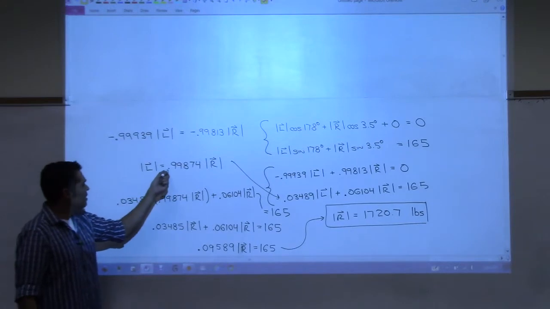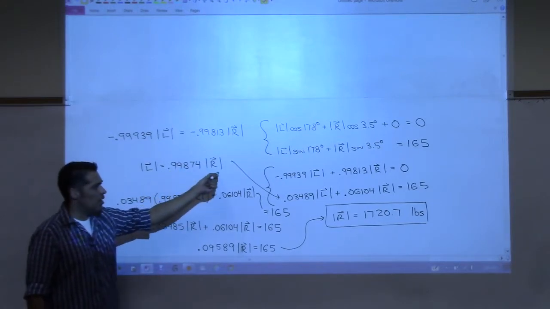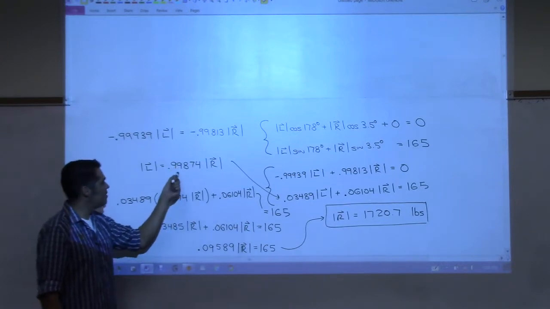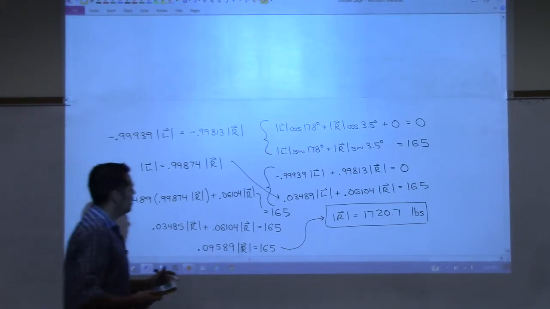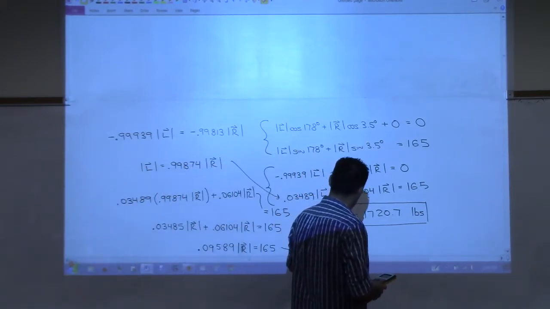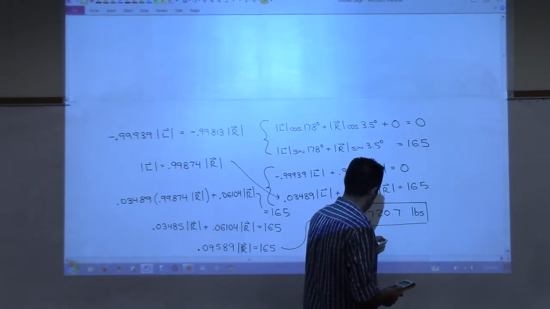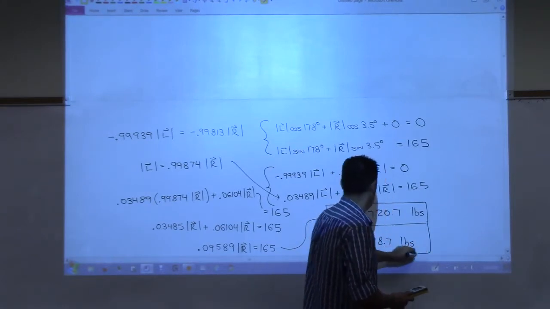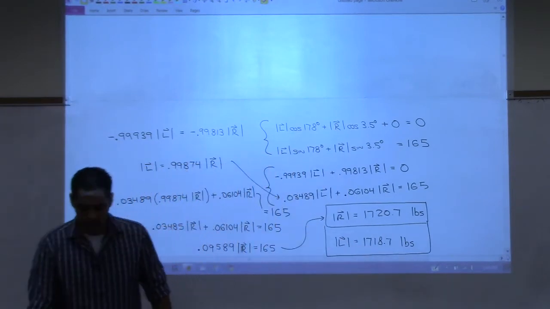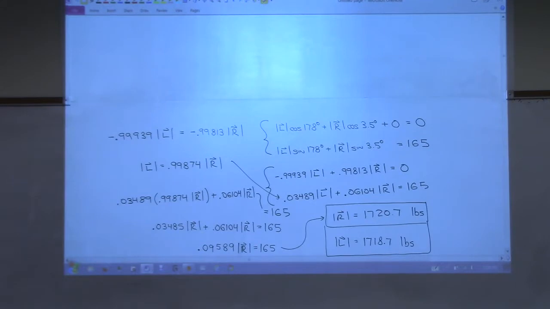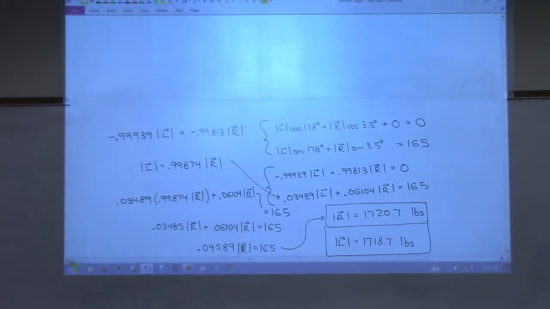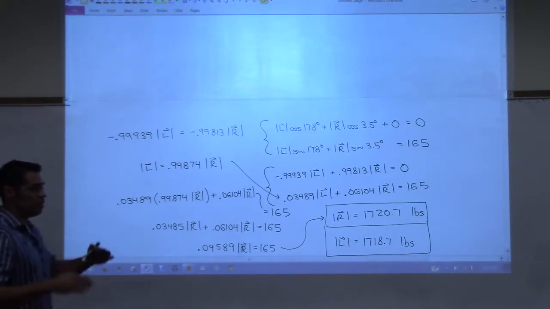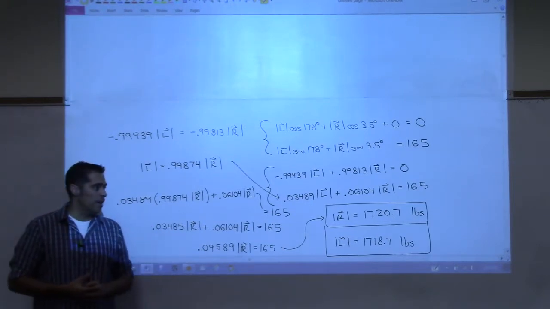The left side is 0.99874 times R. So you take that number and multiply it by this. It's going to be a little less, isn't it? So L is 1718.73. 1718.7 pounds. So if you've got this rope, and you plan on walking across it, with that much deflection in the rope, it needs to be able to support that much weight.